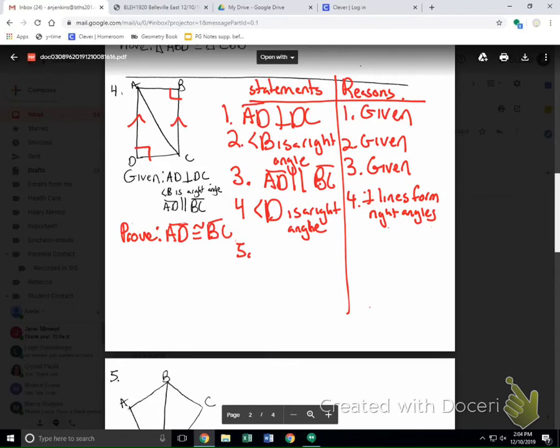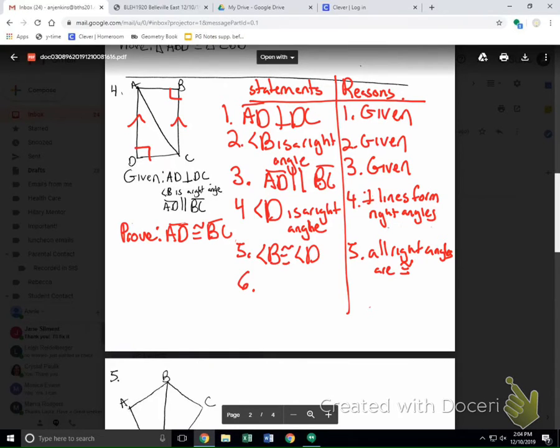So you guys just told me this, but we're going to repeat it again. We now have right angles. What do we know about right angles? So angle B is congruent to angle D because all right angles are congruent. So now we know we have congruent right angles. We're going to go on to number 6.